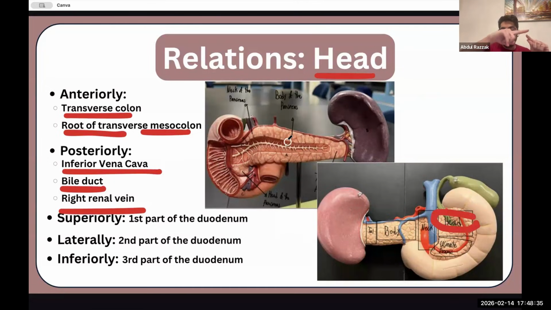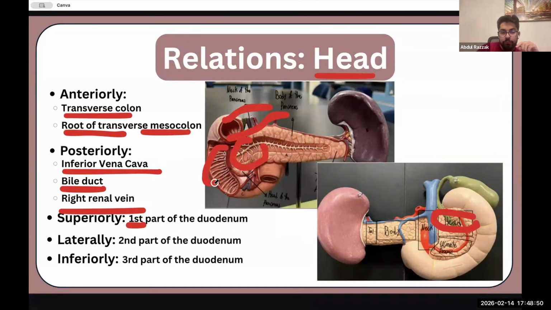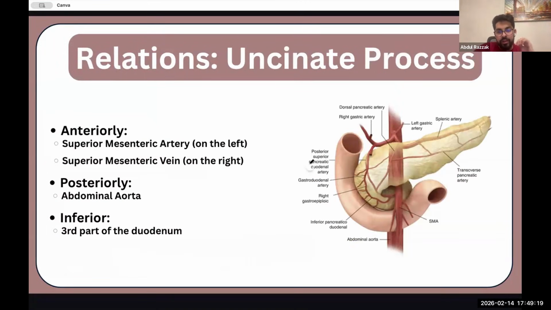Now, superiorly, laterally, and inferiorly, you have one organ but different parts of it. This is the head, and above it, you're going to have the duodenum coming like this. So superior to the head, you have the first part of the duodenum. On the lateral side, here, you're going to have your second part of the duodenum, and inferiorly, you're going to have your third part of the duodenum. Now for the uncinate process, which is the hook process like this.